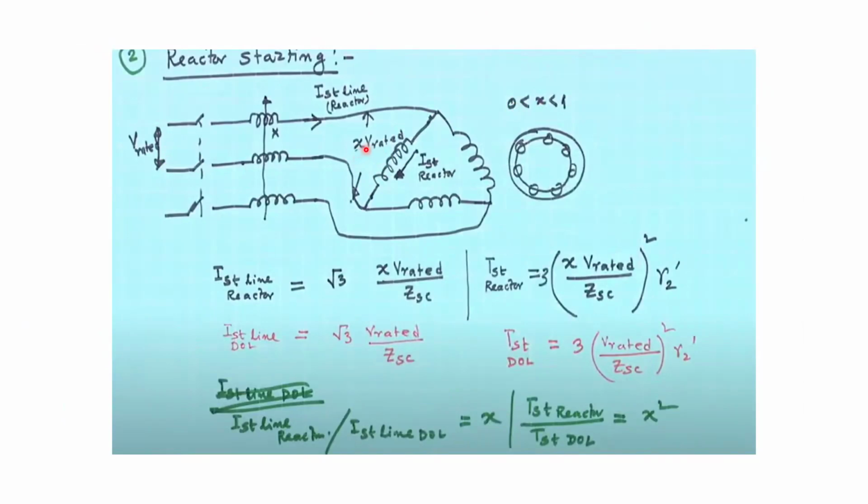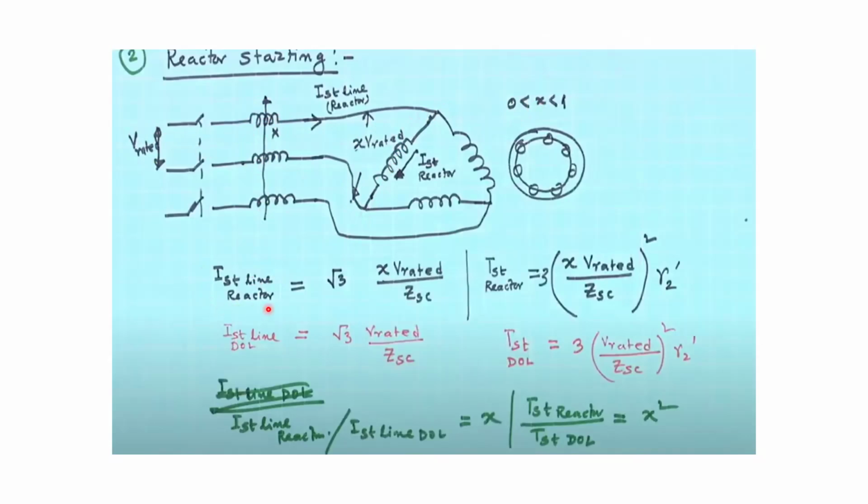X equal to 0 means you have connected a very huge reactance, which we generally do not do, and X equal to 1 means there is zero reactance. Suppose you have connected the reactance such that X equals 0.5. Then half of V rated is dropped across the reactance, and the other half of V rated comes across the induction machine. By choosing the value of reactance, you can control how much of V rated comes across the induction machine in this method.